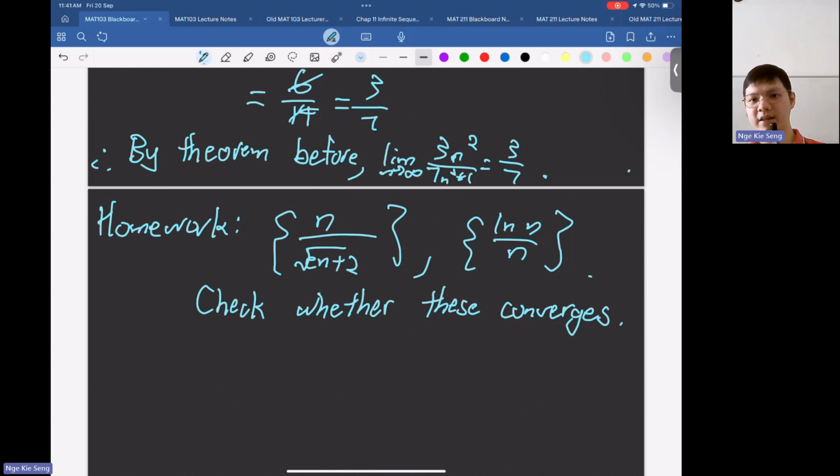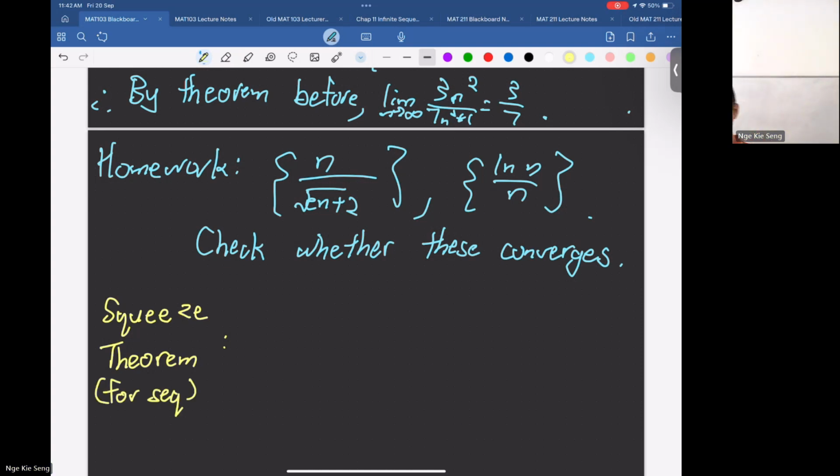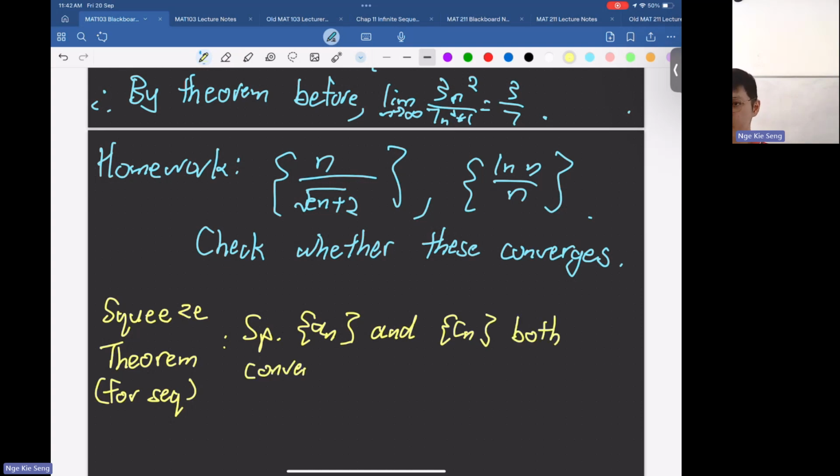So before we end, I think we need to go further a bit. So let's go to the squeeze theorem. This is the squeeze theorem for sequences, not for functions. Don't confuse them. So the squeeze theorem says that suppose that a_n and c_n converge. Not just converge, they converge to the same number. Let's call it L.